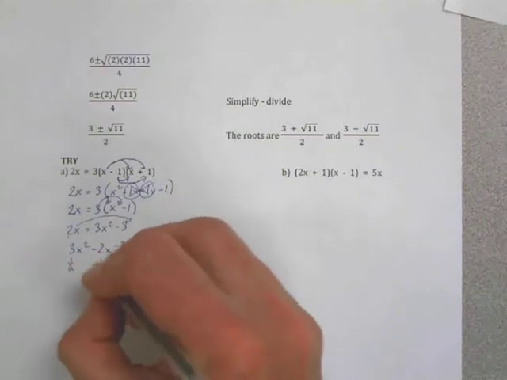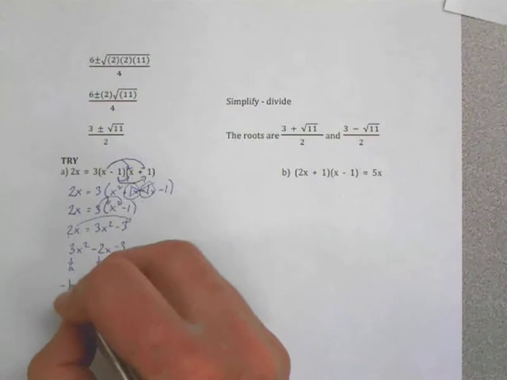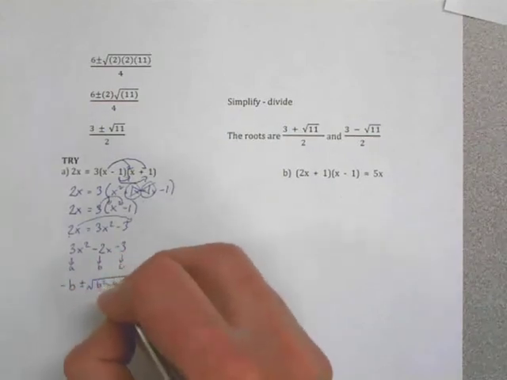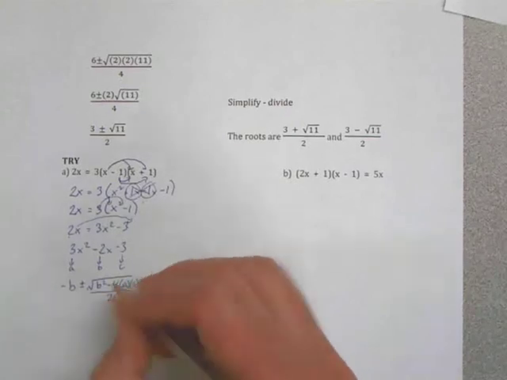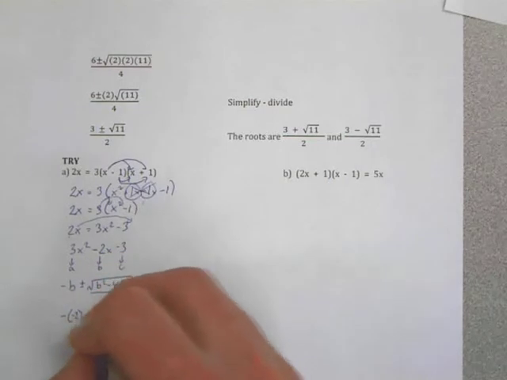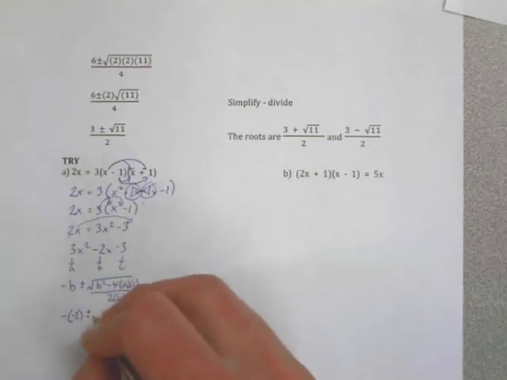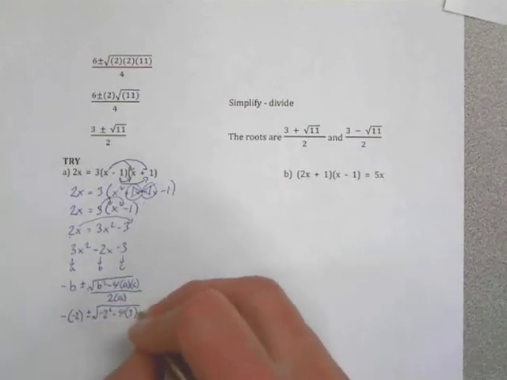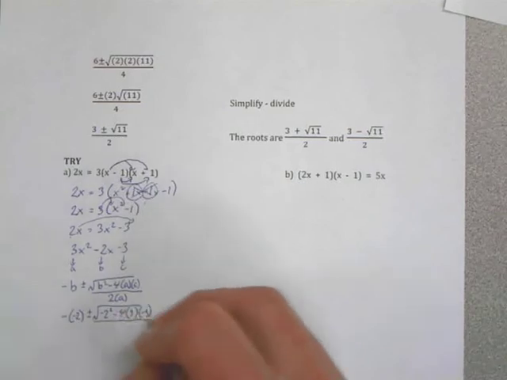There's my a, there's my b, there's my c. Once again, the formula is negative b plus or minus the square root of b squared minus 4 times a times c, divided by 2 times a. Plug in what I know. Negative 2 plus or minus the square root of negative 2 squared minus 4 times a, which is 3, c is negative 3, all divided by 2 times 3.